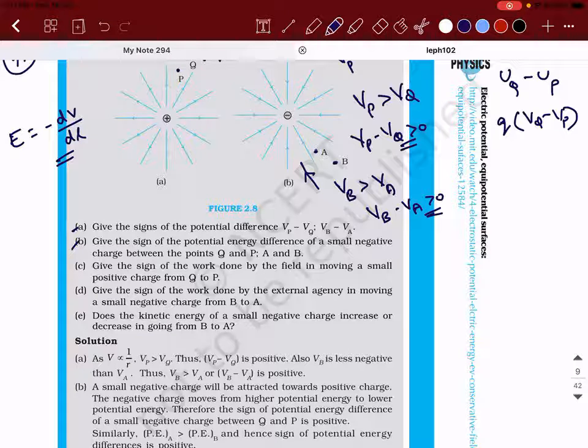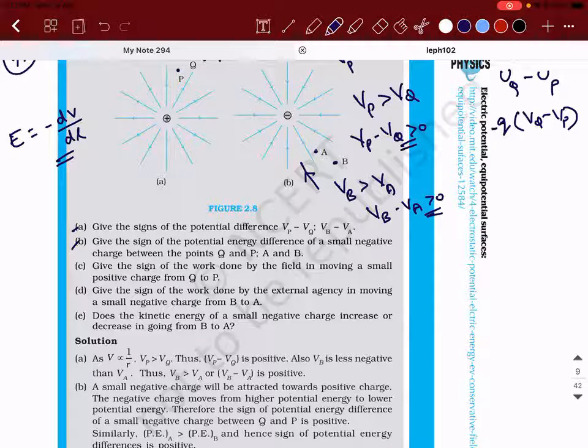Correct it. I wrote Q into VQ minus VP, right? Read the question carefully and make the correction. Minus. Is that what you're saying? Be confident. That's right. Why minus? Because you're moving the negative charge. I told you when you're dealing with scalar quantities, what are we supposed to do? Take the sign of the charge into consideration. So minus Q into VQ minus VP.